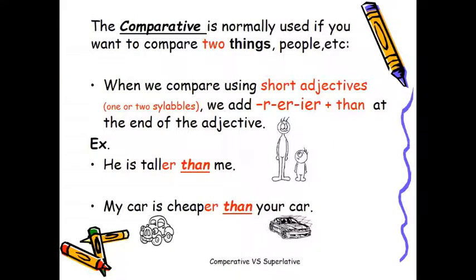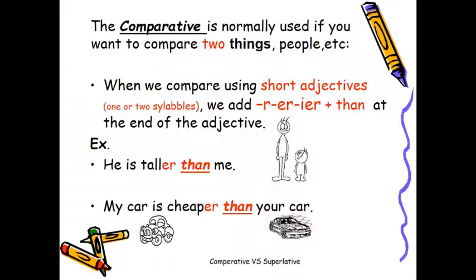The comparative is normally used if you want to compare two things or people. When we compare using short adjectives, right now I'm going to explain why we call them short adjectives. We call this type short adjectives because they contain one up to two syllables. For example, the adjective tall contains just one syllable. The adjective easy contains two syllables.